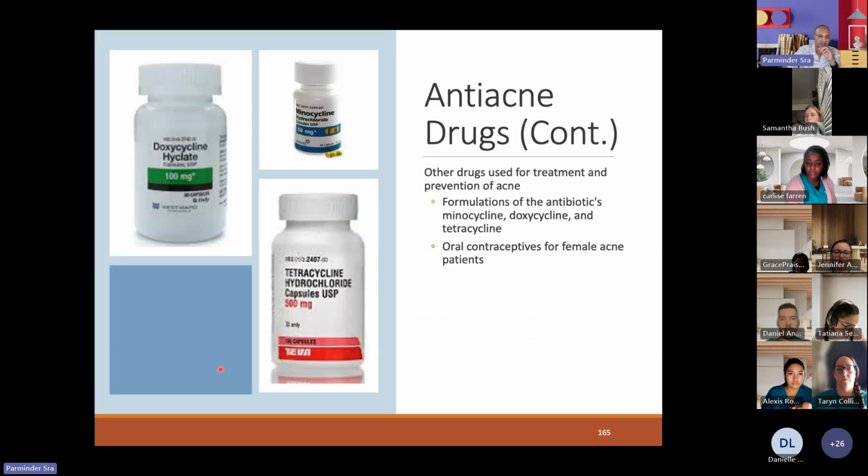Now, let's talk about oral drugs. Okay. Doxycycline, minocycline, tetracycline. So technically the tetracycline class. These are the ones most commonly used.